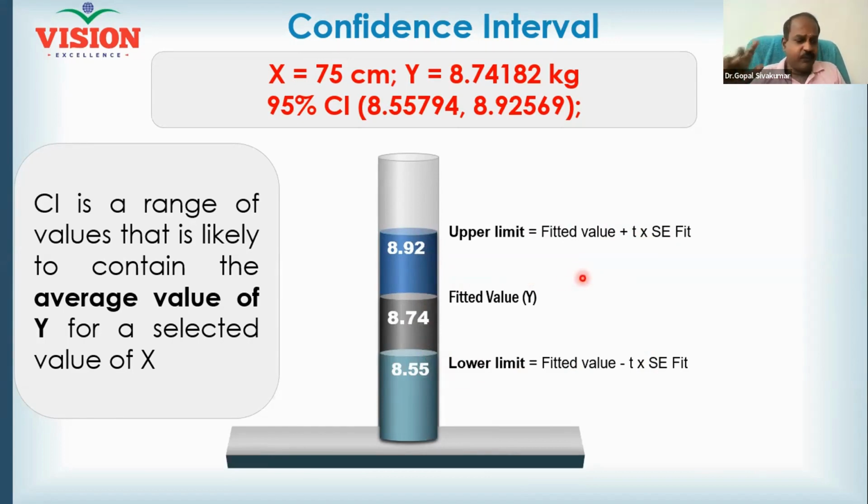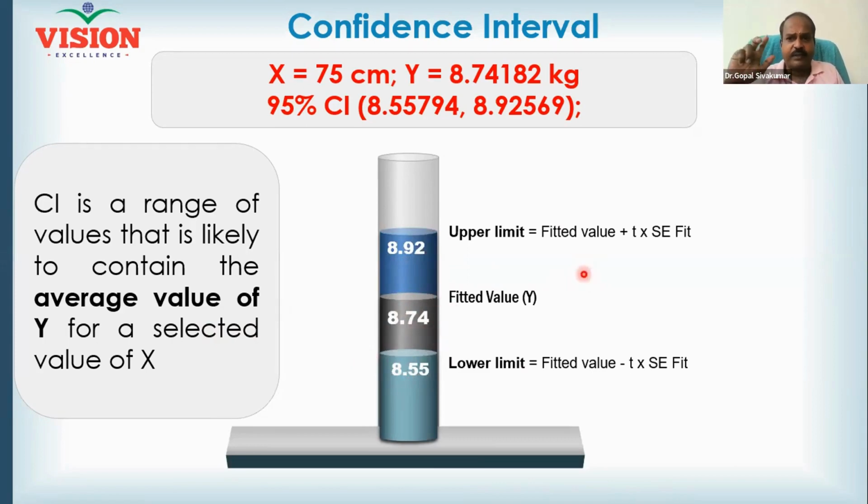Confidence limits are helpful to judge where the average value of your output will fall. Once you have the upper limit and lower limit, you can confidently say the average value of the output will fall inside the limit.